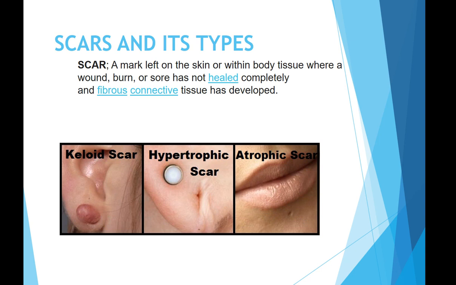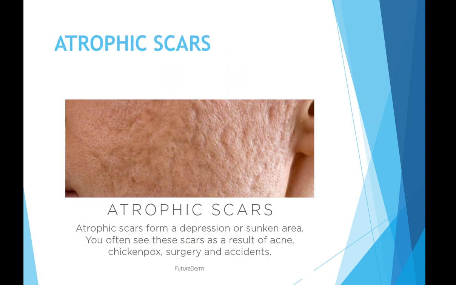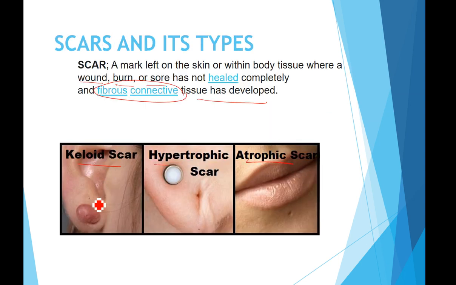Now, moving towards scars and its types, right? So, what is a scar? A scar is basically any mark on the body that will tell you that some insult has happened to the body, and that insult hasn't allowed the skin to heal completely, and there has been a massive or a small amount of skin loss, right? So a scar happens where a wound, burn, or sore has not healed completely, and fibrous connective tissue has replaced that area, right? So we have three types of scar: the keloid scar, the hypertrophic scar, and the atrophic scar, right?